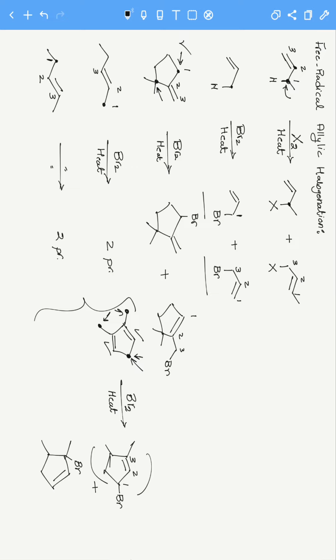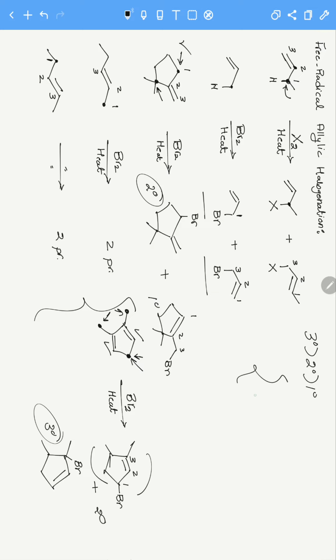Again, the products here follow the same order, which is tertiary, secondary, primary. So that's why, for example, in this case, we have a primary product versus secondary one. The secondary will be major. Here we have tertiary versus secondary. Again, the tertiary will be the major one.